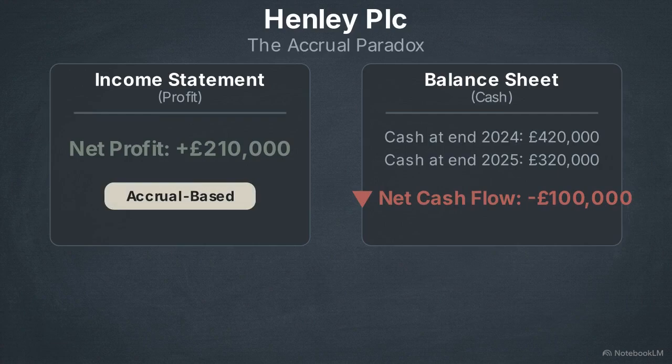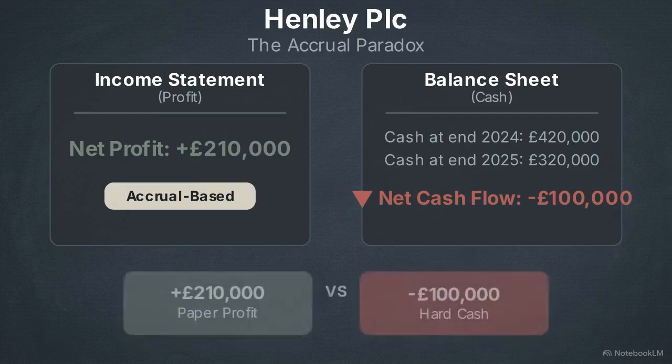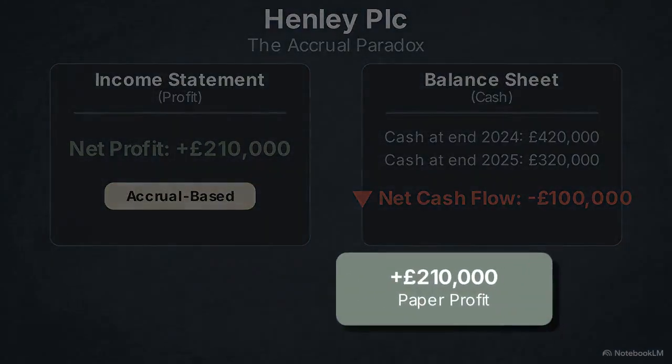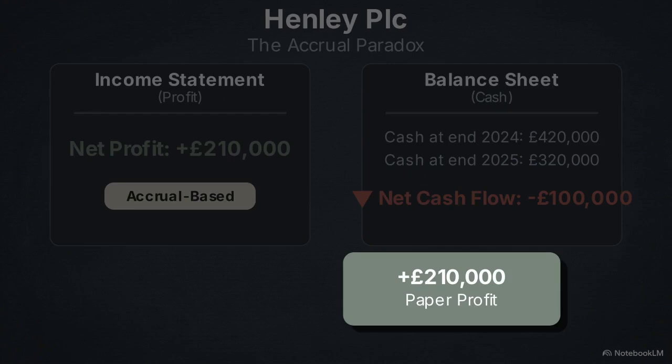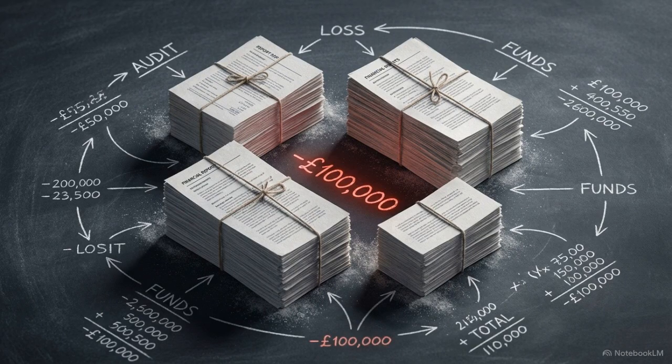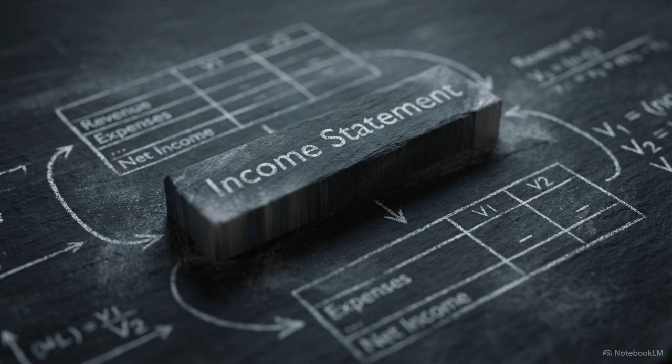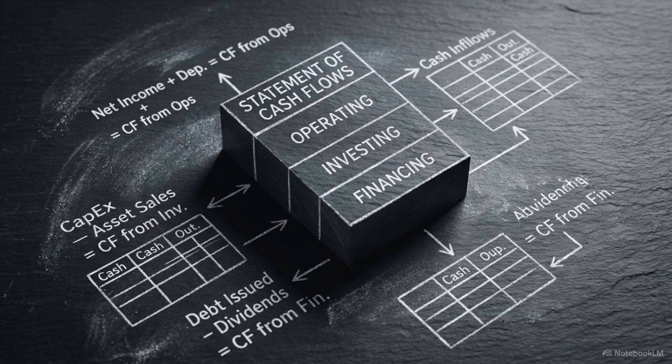This happens because net profit is an accrual-based figure. It records revenues and expenses when incurred, masking the company's true liquidity. Discovering exactly where that missing £100,000 went requires a complete dismantling of the company's financial statements. The income statement tells us what a company claims to have earned. Only the statement of cash flows reveals the undeniable reality of its liquidity.